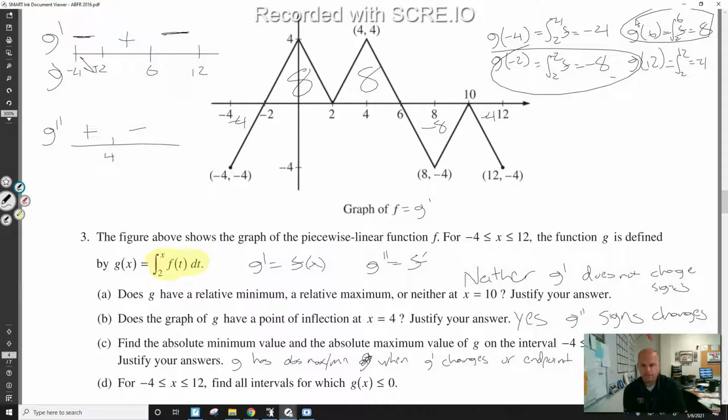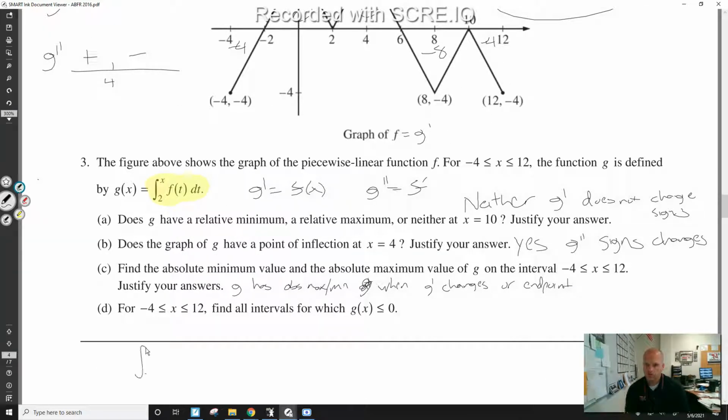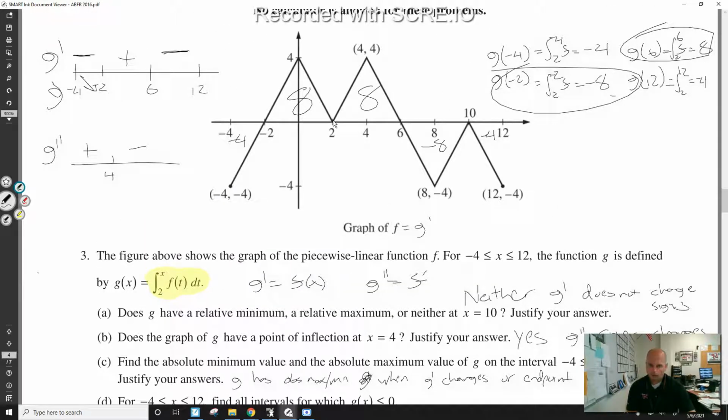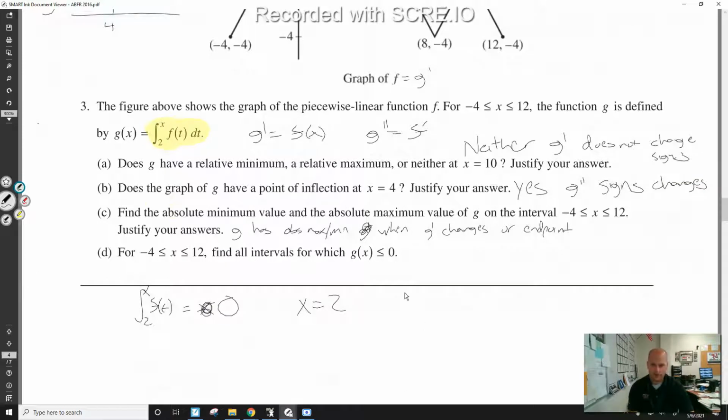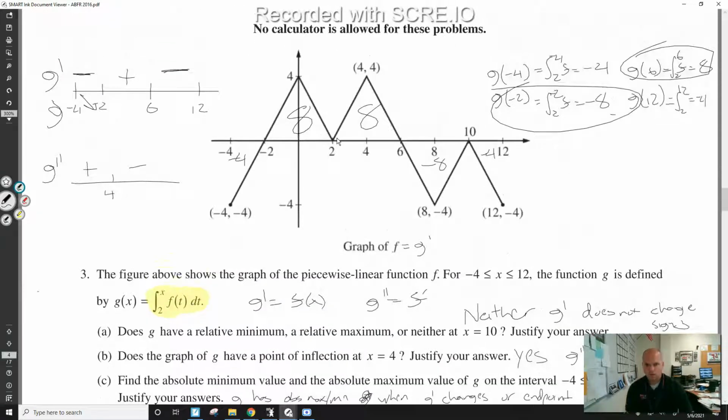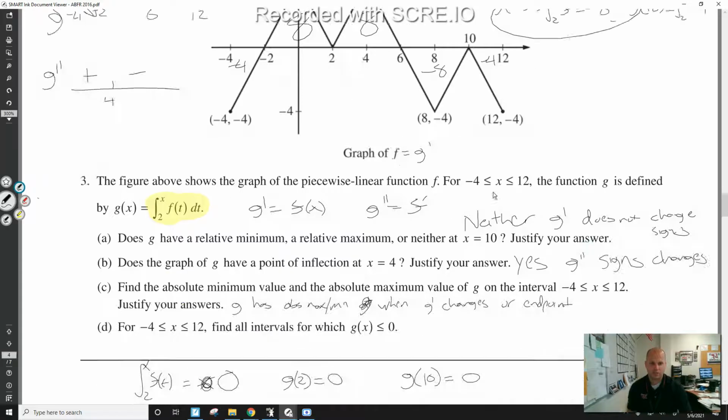When is G negative? Let's find when G is 0. When does the integral from 2 to x of f of t equal 0? Well, when x is 2, we have 0. Then we increase by 8, then we decrease by 8, getting us back to 0. So I know that G of 10 is also 0. G of 2 is 0. Really, I just get to 0 at 10, which means I'm going to be negative from 10 to 12.